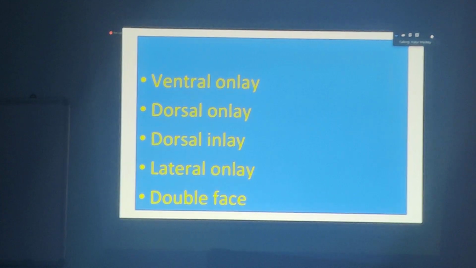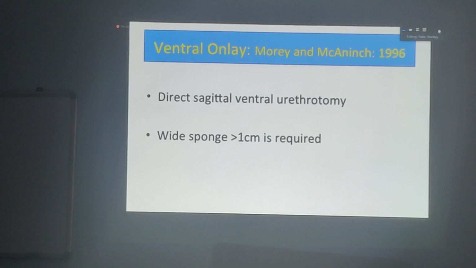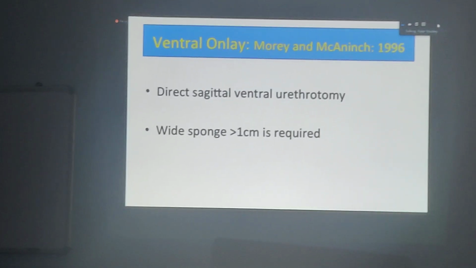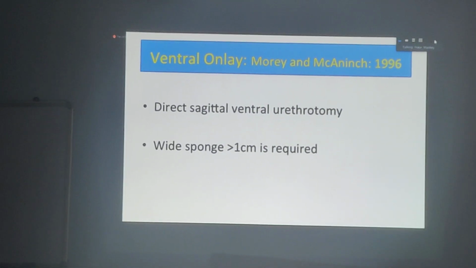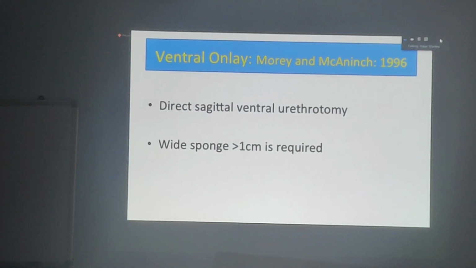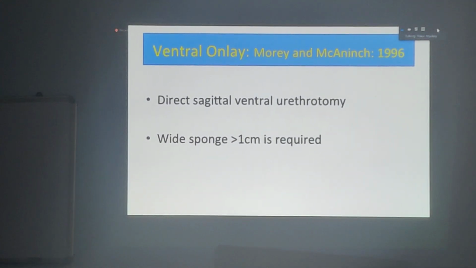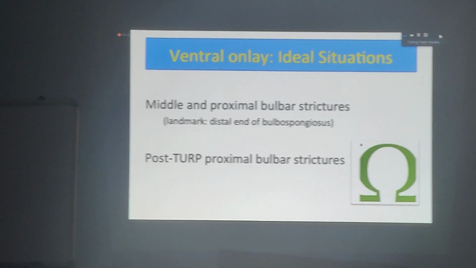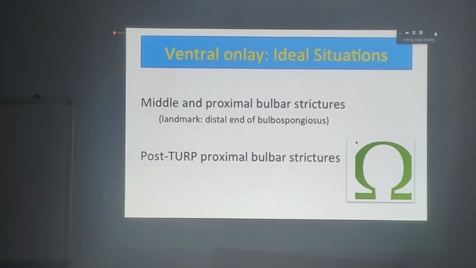We do a dorsolateral only as described by Dr. Kulkarni in India. So the ventral only technique was described by Barbagli and McIntosh. It is a straightforward surgery. We do a direct sagittal ventral urethrotomy, and an important prerequisite is that a wide sponge, more than approximately 1.5 centimeter, is required so that the graft bed is adequate. So ventral only surgery is ideal for middle and proximal bulbar strictures.